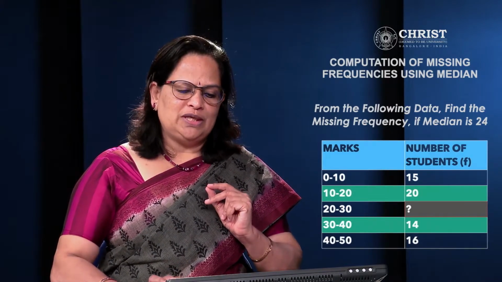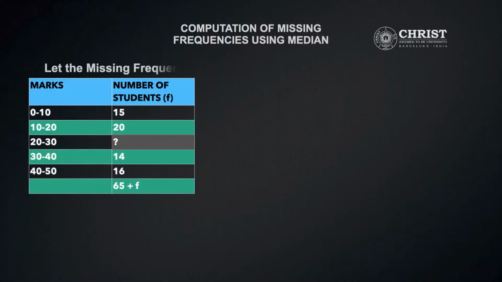So how will we do that? The missing frequency we are calling F. So when writing the frequency: 15, 20, F, 14, 16. The total will be 65 plus F. The marks values are the same: 0 to 10, 10 to 20, 20 to 30, 30 to 40 and 40 to 50. Now you know how we do median computation.